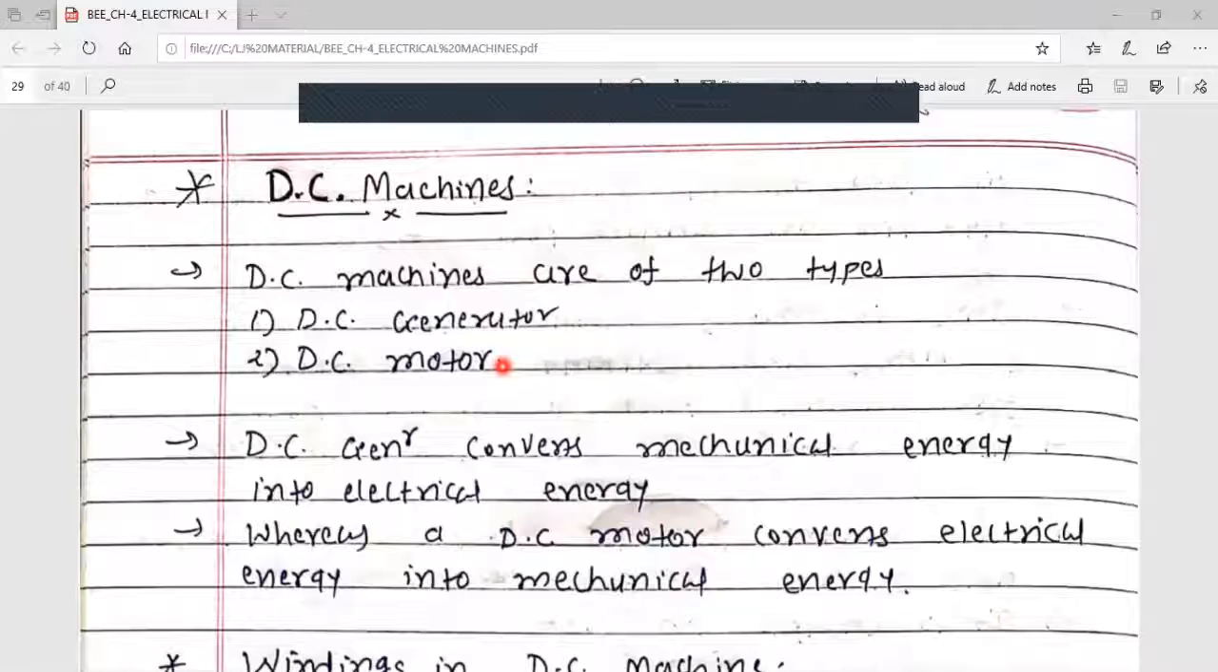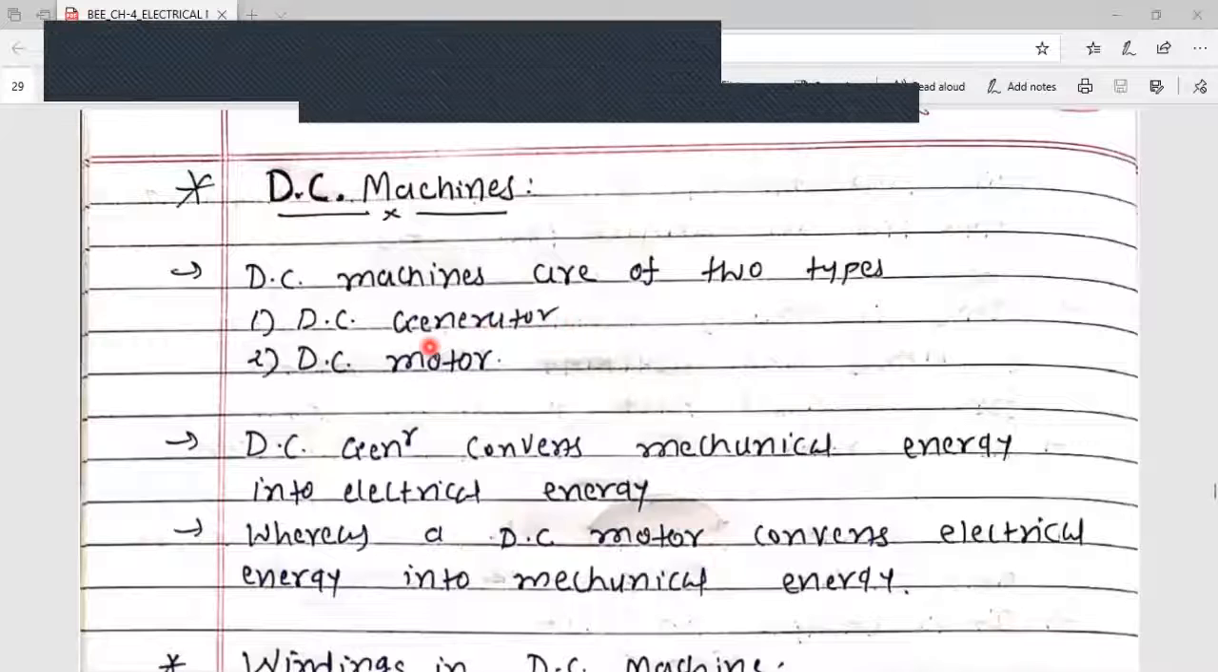So we know that basically DC machines are of two types, DC generator and DC motor. DC generator converts mechanical energy into electrical energy, whereas DC motor converts electrical energy into mechanical energy.